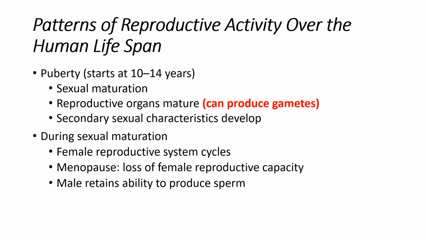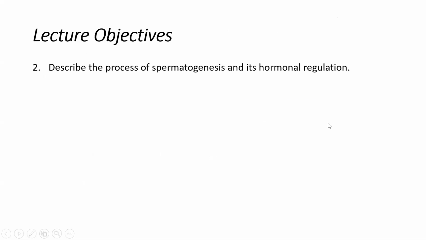In males, it's slightly different. Males retain their ability to produce sperm even late into their old age. Males as late as 60, 70 years old can still produce sperm. The quality may begin to diminish, but they still do have that capacity to produce sperm.